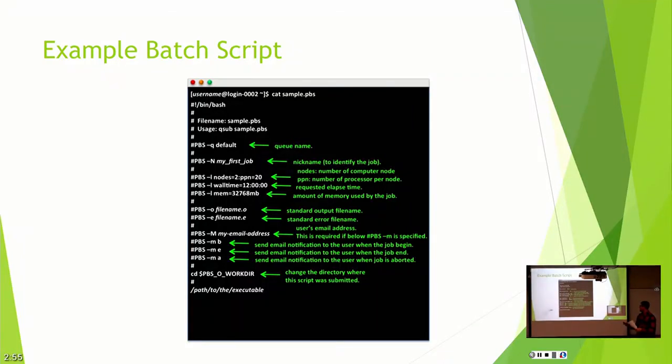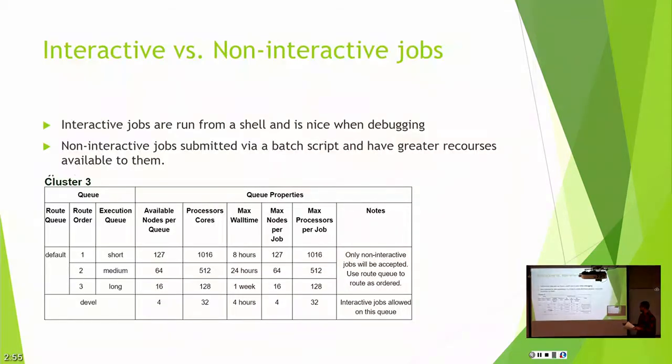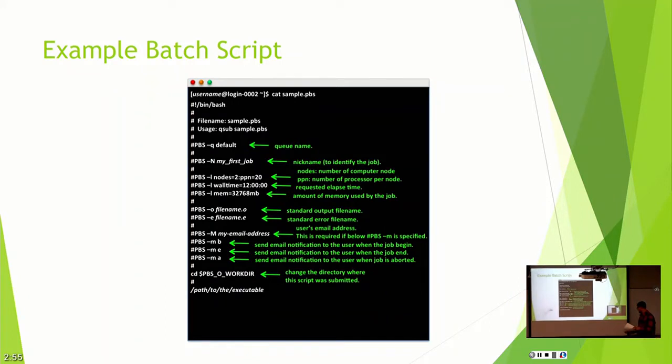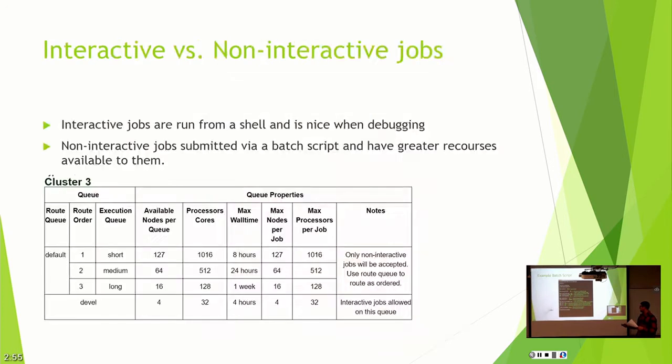Here's an example of a little PBS script. It has the file name, usage, queue name, and nodes. Wall time is like the clock on a wall. That's how much time you're willing to devote to this project, along with the amount of RAM you would like to have for this project. Inputs. Questions.